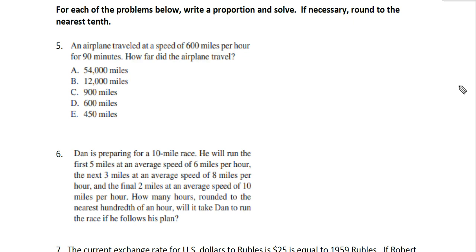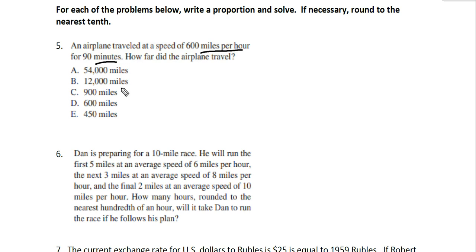So in 5, we have an airplane traveled at a speed of 600 miles per hour for 90 minutes. How far did the airplane travel? Okay, there's many different ways we could figure this out, and there's usually an easier way. But I'm going to use kind of what we've been talking about with proportions to figure this one out. First thing that I notice is that the units aren't the same. We got miles per hour here, and then we got minutes. So we got to convert one into the other.